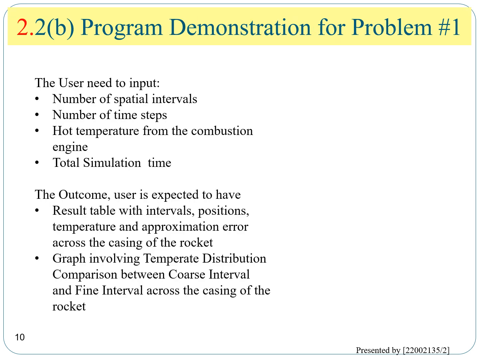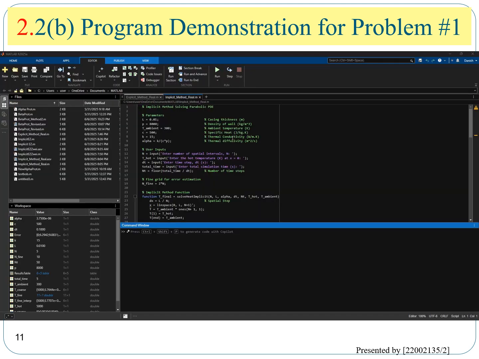So what the user needs to input is the number of spatial intervals, time steps, the temperature of the hot combustion engine, and also the total simulation time. The outcome is the user is expected to have the result table and also the graph. So here is the simulation.